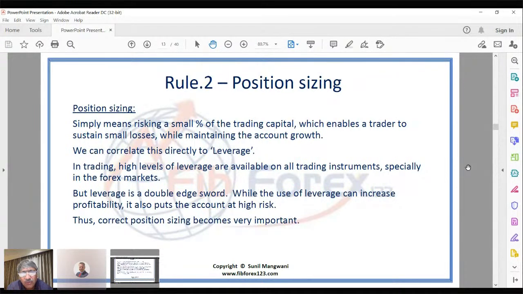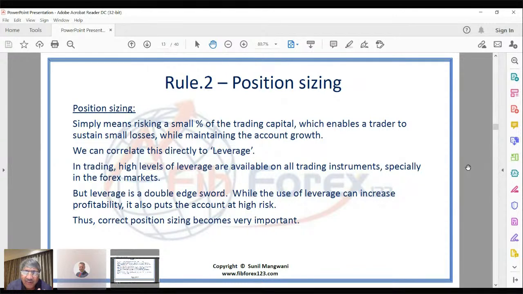Let me start off with rule number two, position sizing, because this is not what we are going to cover over here. So, I'm just going to briefly go into this. What we mentioned was risking a small percentage of the trading capital, which will enable you to sustain small losses while maintaining your account growth.